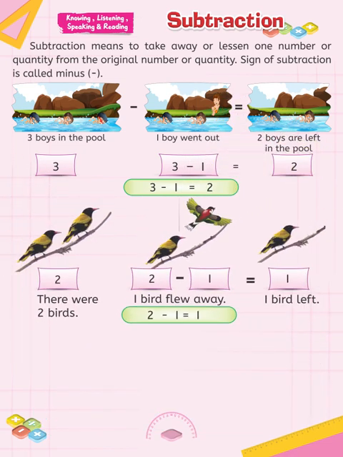There were 2 birds. One bird flew away. There is left 1 bird. If you start subtracting as 2 minus 1, your answer will be 1.